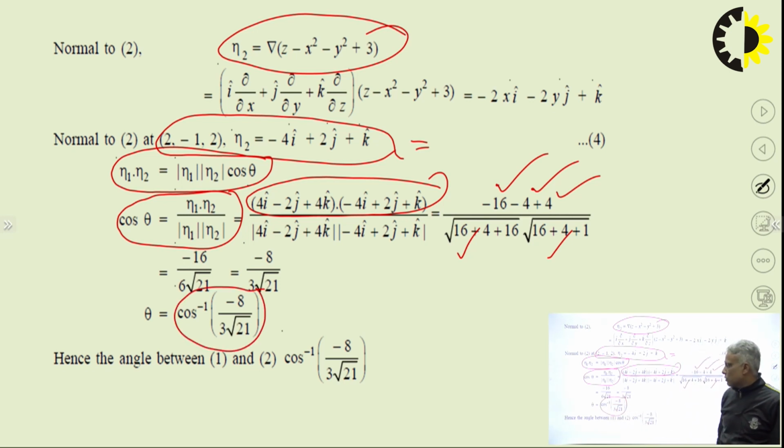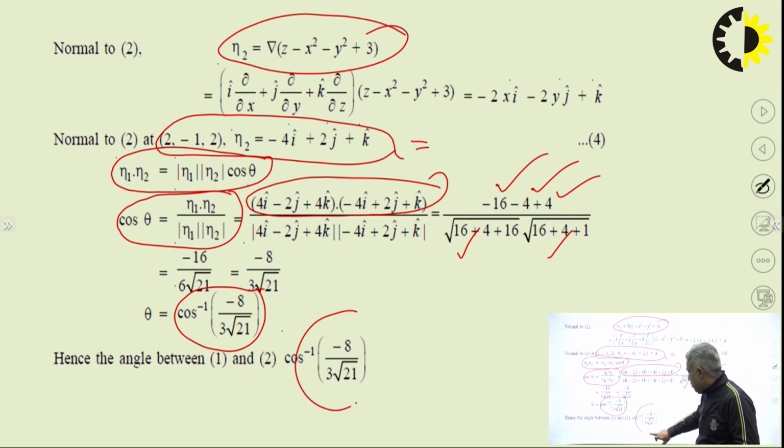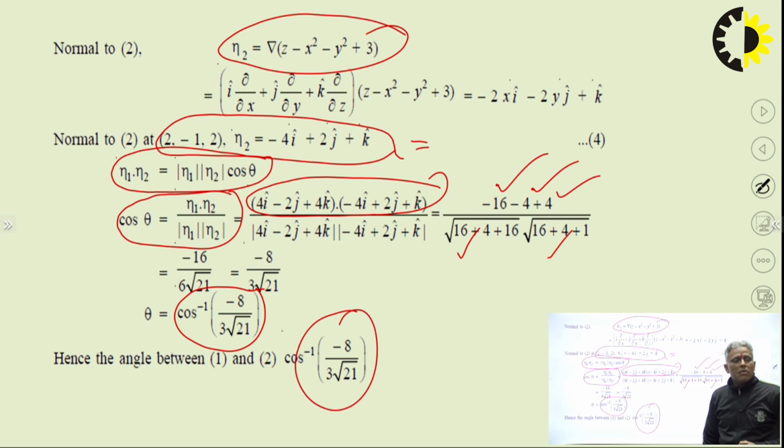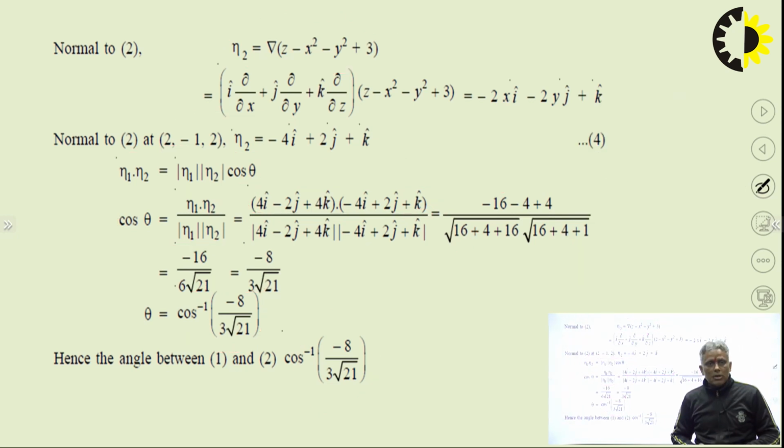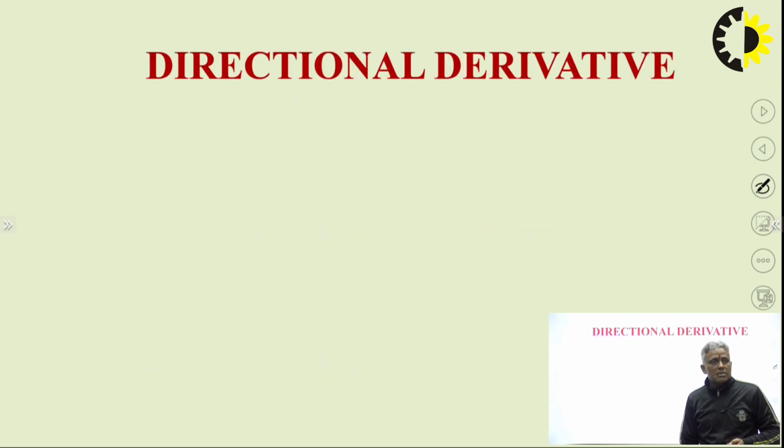In this way we can calculate the angle between two surfaces, and that is denoted by cos theta is equal to 8 upon 3 root 21. We can say that theta is equal to cos inverse of minus 8 upon 3 under root 21. In this way we can calculate the angle between two surfaces. Suppose I have two surfaces, and how do we calculate the point of contact and the angle between the two surfaces at the time of contact, at the time of incidence? Suppose in space two particles are moving towards each other, at what point do they meet each other? We can calculate with the help of the gradient of the surface.